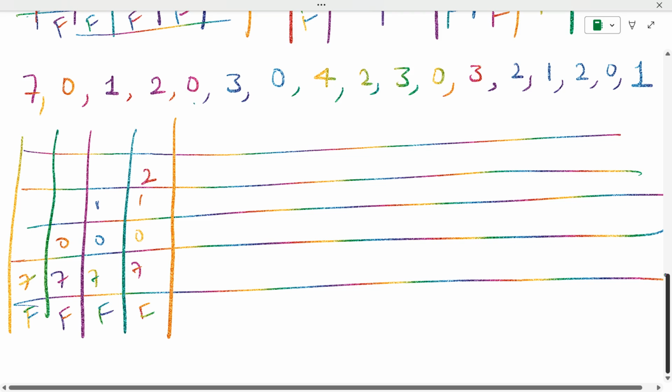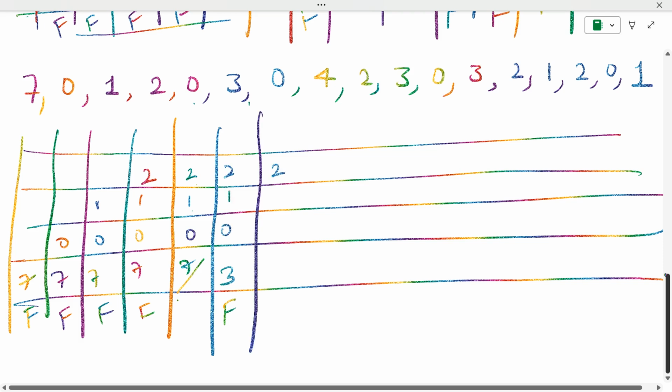When we want to access 0, it is not a page fault because it is already present. For 3, it is a page fault. So out of 2, 1, 0, 7, 7 is going to be replaced with 3, right? So this way, now we access 0, so it is not a page fault. Now we want 4.